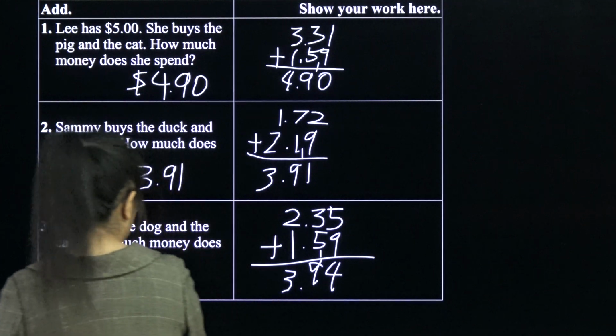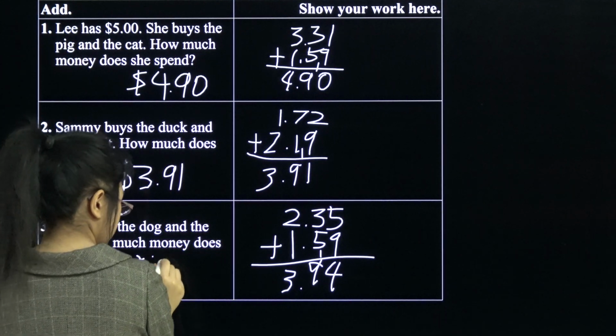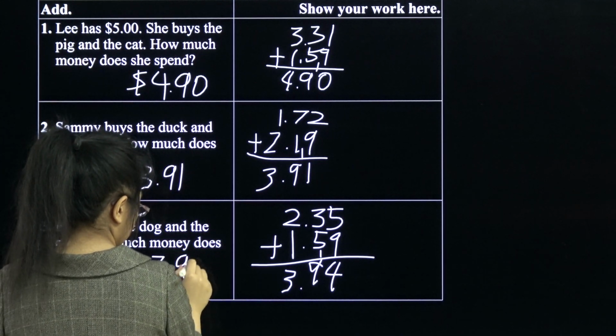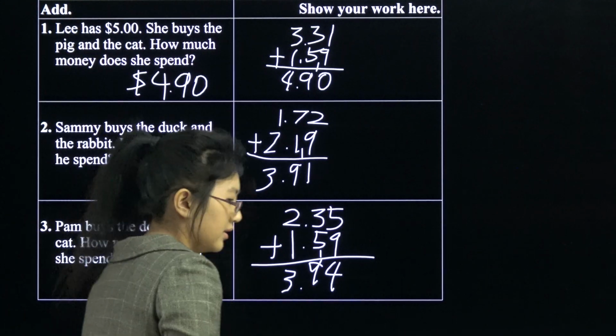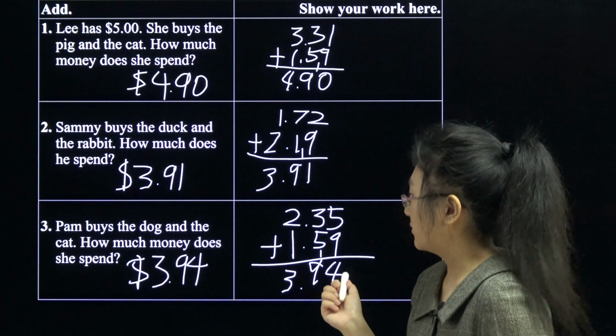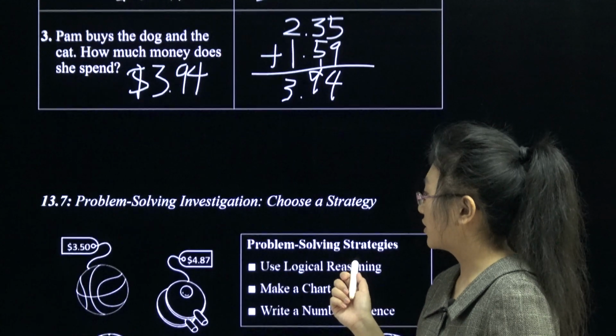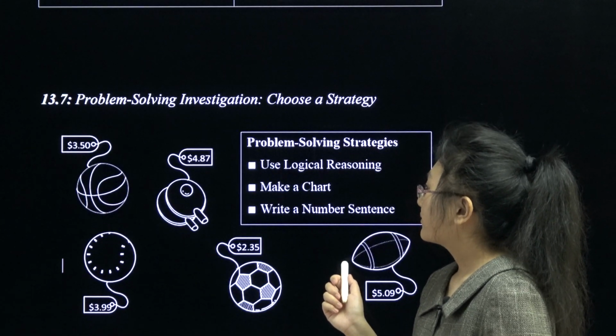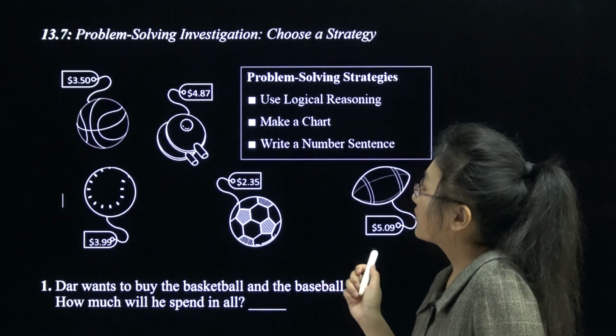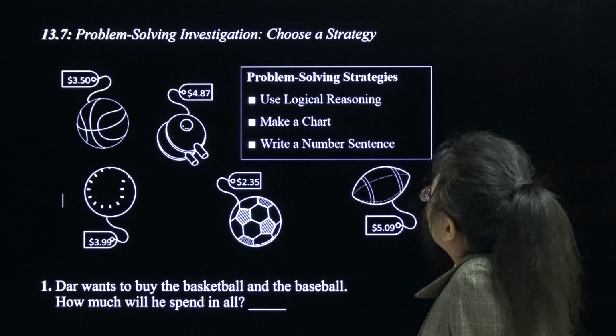Pam spends $3.94. Just gonna tell you this, but this is actually really cheap in terms of toys. Toys are usually very expensive. But now, we're just gonna do some good old problem solving.